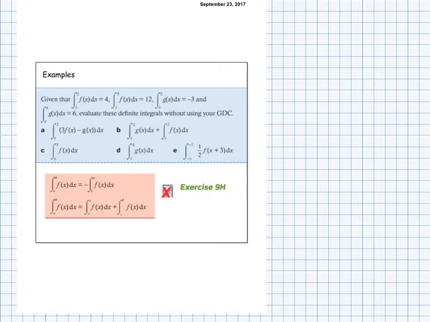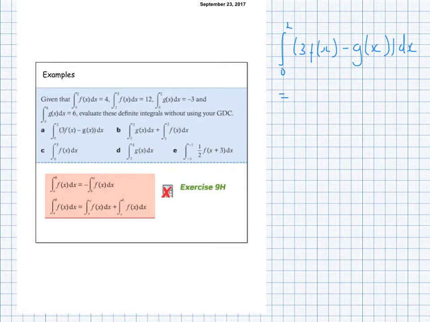Okay, so I've been asked in the first section to find the integral between 0 and 2 of 3 f of x subtract g of x dx. Well, good news is we know what the integral between 0 and 2 for both the functions are. We know the integral for f of x between 0 and 2 is 4. We know the integral of g of x between 0 and 2 is -3.